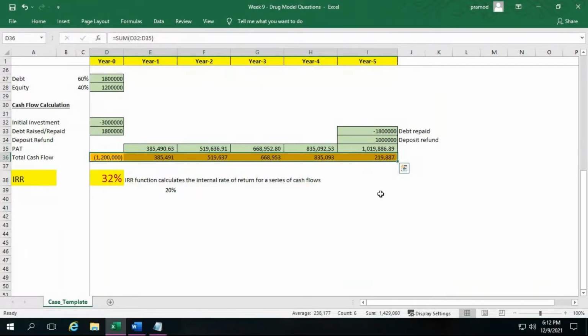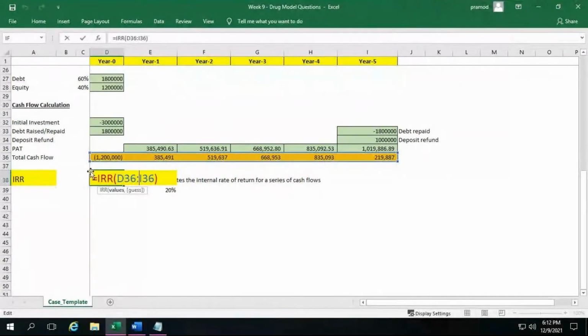Sir, I pressed equal to IRR and selected all the cash flow, and closed the bracket. Same only I have done, sir. If I press enter, it is showing zero, sir. Zero should not show. Are the answers in the cash flow the same as the answers I have? Yes, sir. Okay.